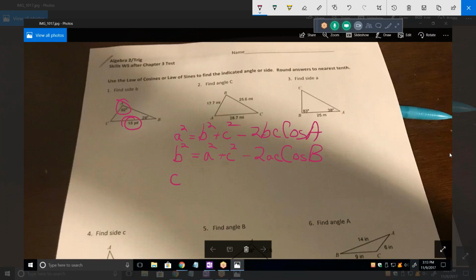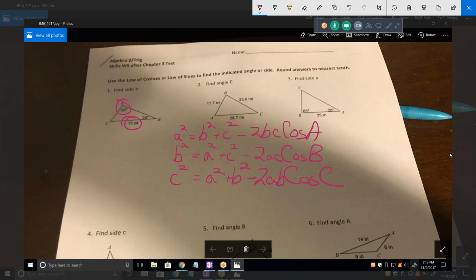Tell me what the third one should say. C squared equals A squared plus B squared minus 2AB cosine C. Now, depending on what information they give you, you use one of these 3. They're all basically the same.